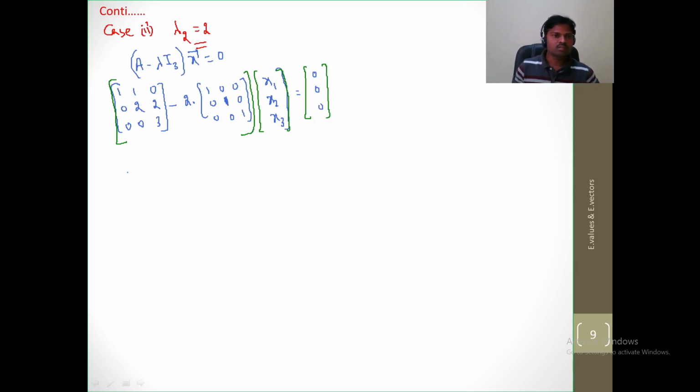This is equivalent to, let us simplify, 1 minus 2. So minus 1 first entry, second entry 1, third entry 0 in first row. And second row 0, 0, 2. And 0, 0, 3 minus 2, 1. So this is the resultant matrix of A minus 2 into I3 and into the unknown x1, x2, x3 is equal to the null matrix 0, 0, 0.